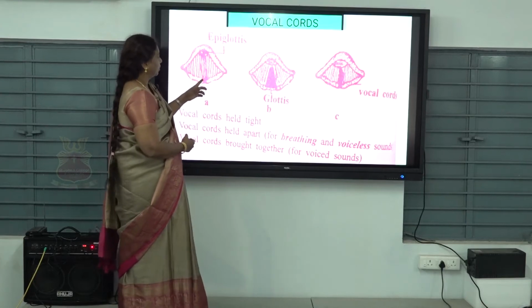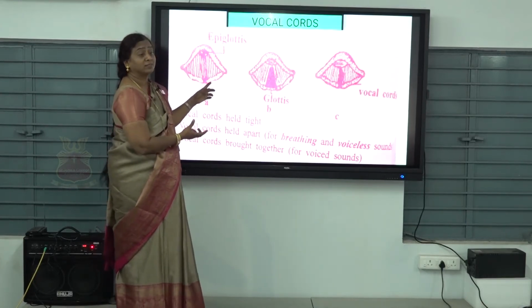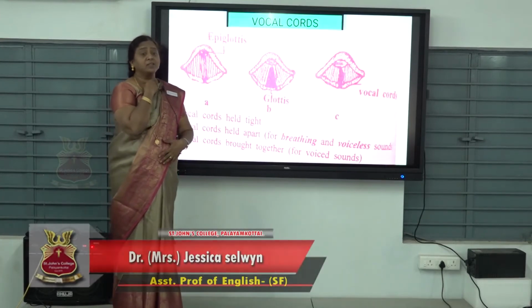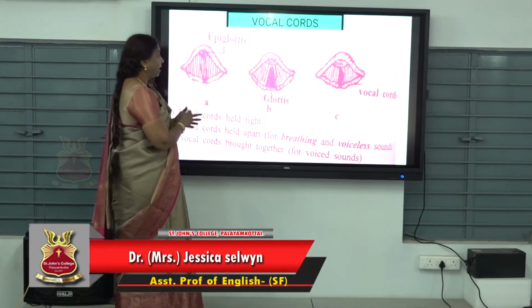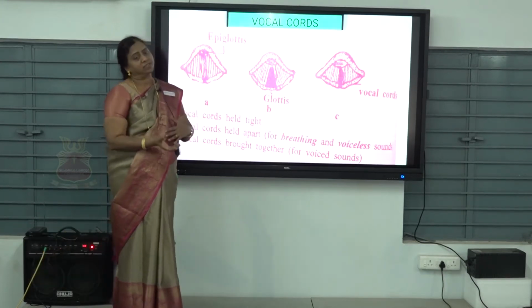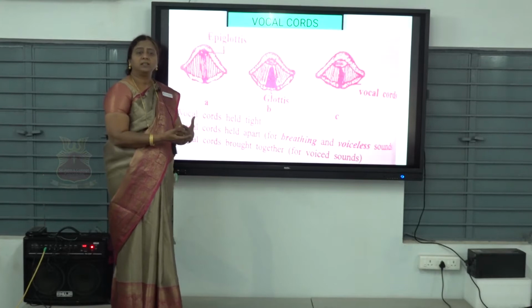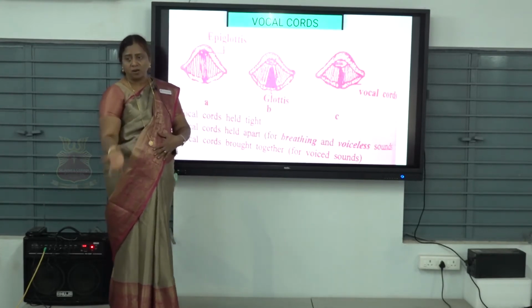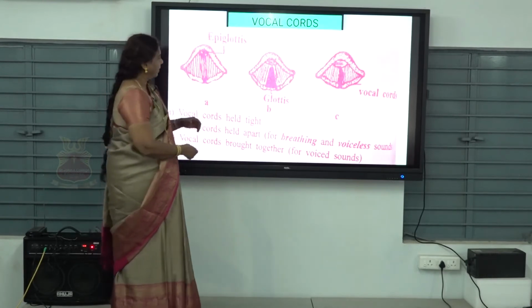And this is also something very important. What is it? The vocal cords, a pair of elastic bands which lie across here. They are important in producing voiced and voiceless sounds. I'll be teaching this in particular detail later on when we do transcription. Okay?